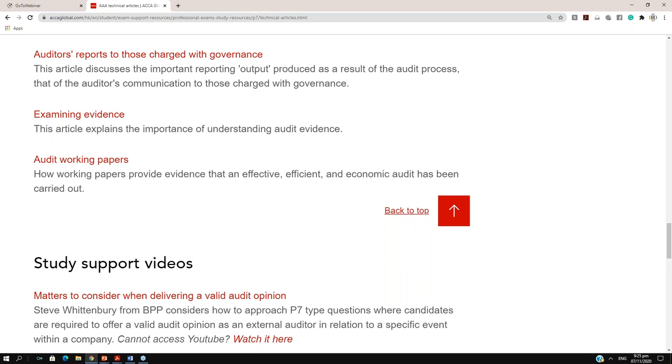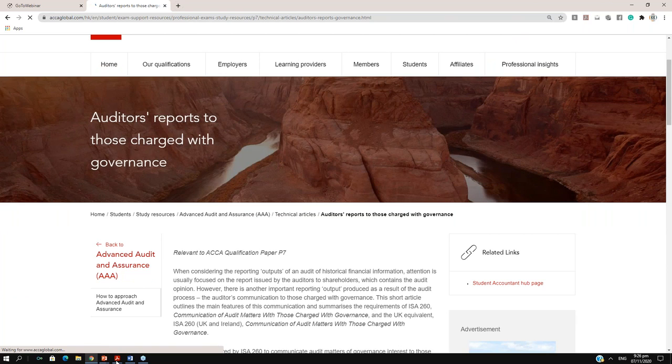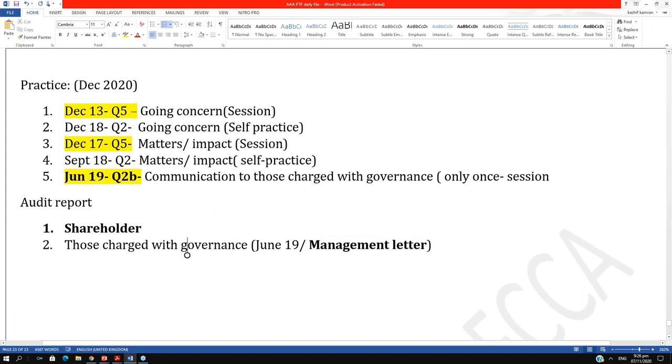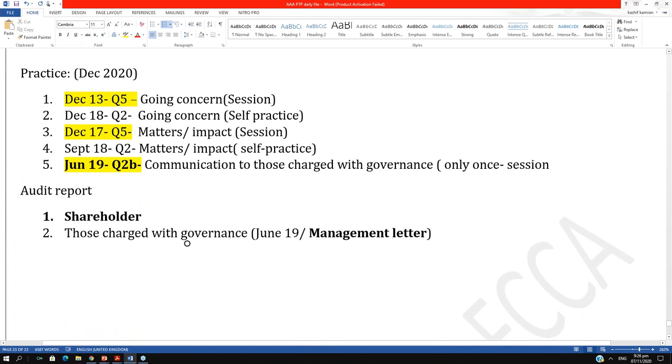Please read this article before you attempt a question on June 19 exams. So will all of you be reading this article, auditor reports to those charged with governance? This is such an important article, right? If you are attempting a question from June 19 exams, will this article help you? I'm sending the hyperlink of this article to all of you who are taking the live webinar. I hope all of you got the hyperlink, and you can download this article. This is such an important article if you want to attempt a question on the June 19 exams. Later we'll come across this question on those charged with governance.